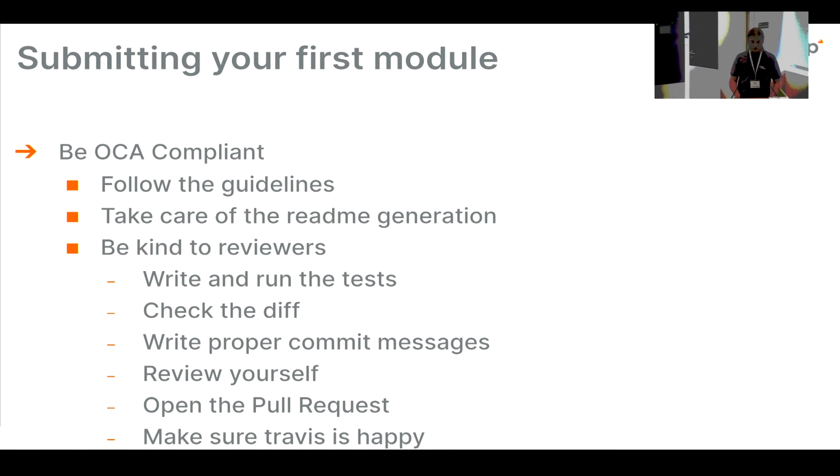So, once your code is done, I won't get into the details, try to be OCA compliant. And by being OCA compliant, there are a few points to pay attention to. First is to follow the guidelines in terms of file naming and so on. Don't leave, for example, a bare empty commit in your code. And the contributing guide that I linked at the beginning of the presentation will tell you everything about this. Take care of the README generation. By this, I mean add the right files in the README folder so that the README is generated properly.